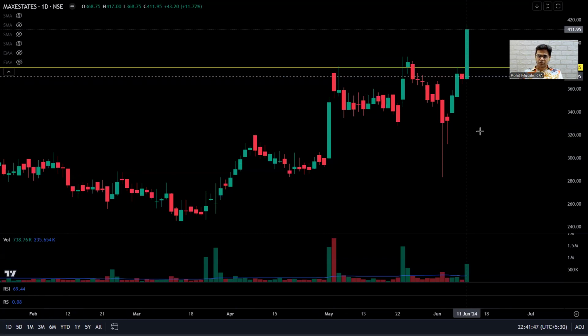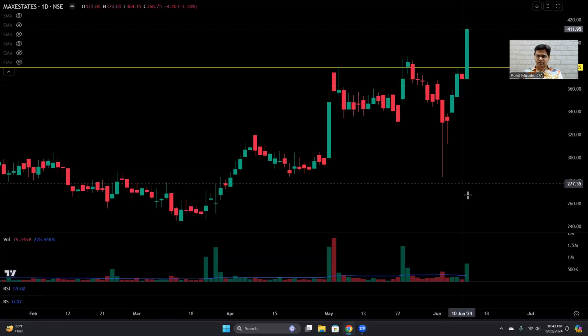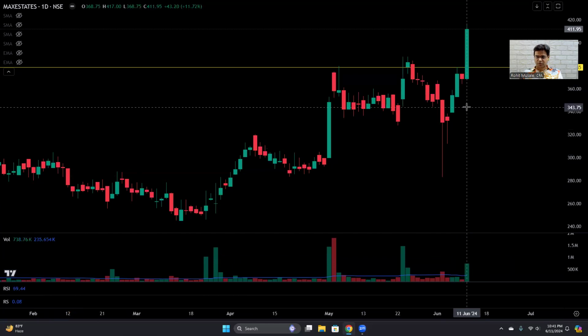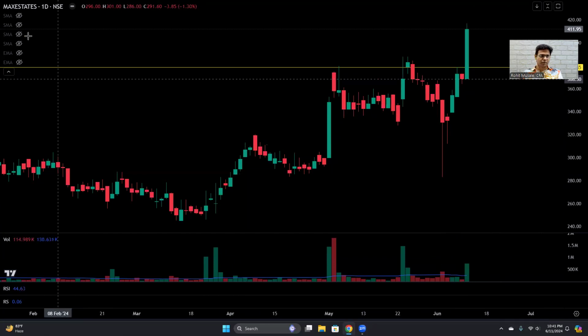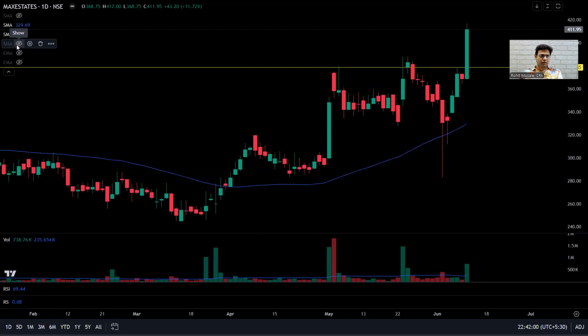So I bought the stock today at that yellow line. So let me explain how I executed the trade. First, let us look at why I bought the stock in the first place. This is a very powerful stage 2 uptrending stock.